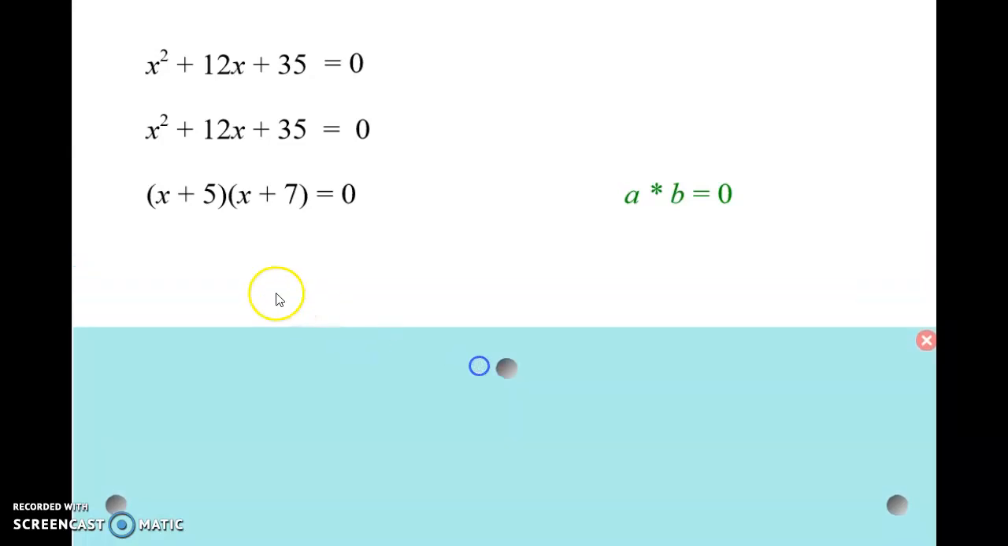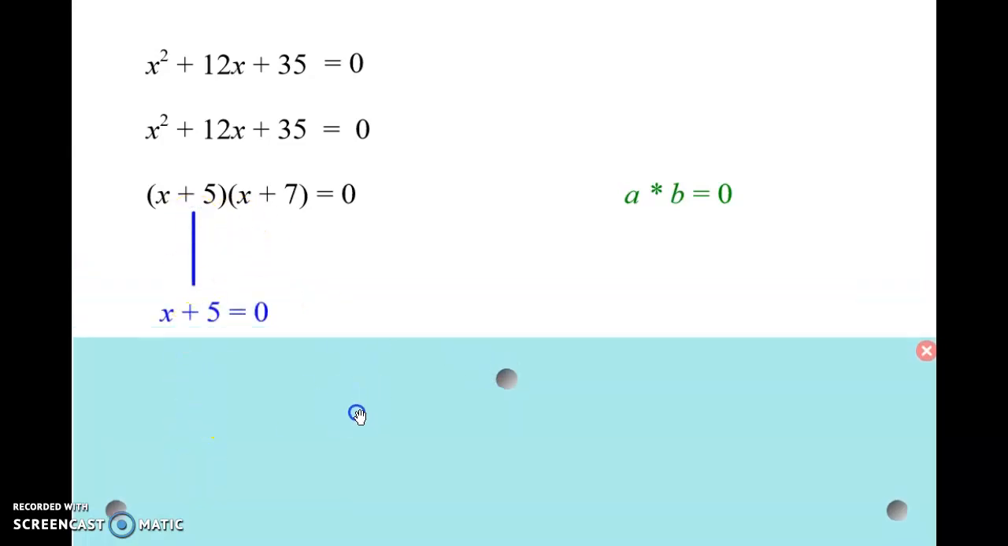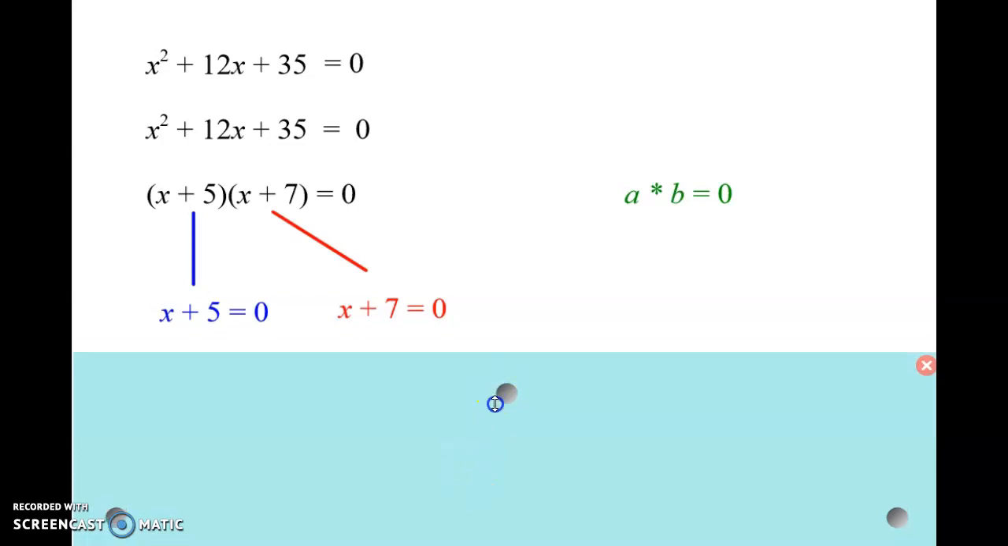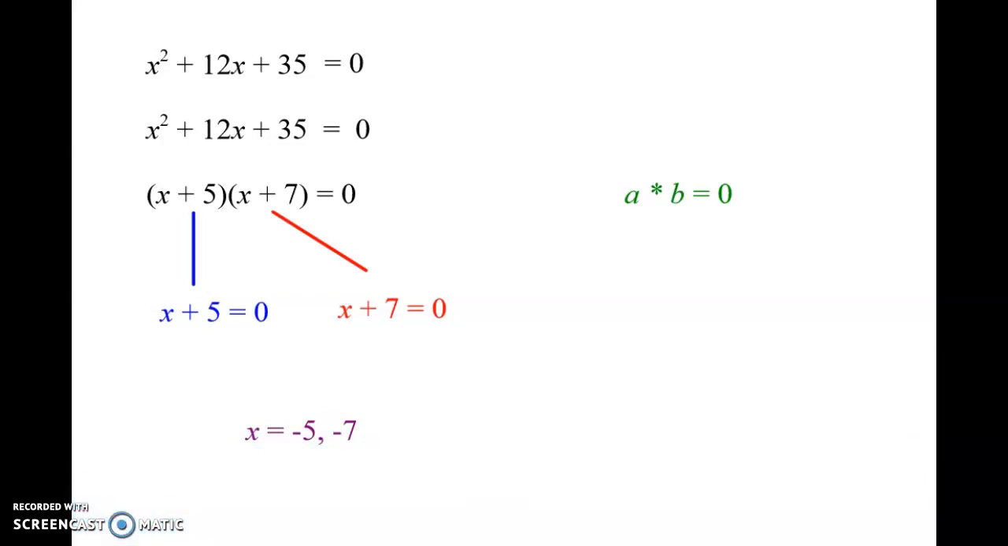Once we factor, we should find that x plus 5 has to equal 0 or x plus 7 has to equal 0. One of those two factors has to equal 0 so that when I multiply, I will get 0 for my answer. If you solve those two equations, you'll find that x is either -5 or -7. Substituting back in, if you put in -5 plus 5, that's 0, and 0 times no matter what this quantity is will give you 0 for an answer.